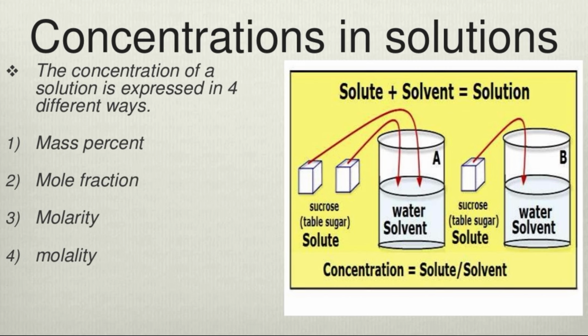Here the solute is the reactant in small amount, and it gets dissolved in a solvent. Here sucrose, table sugar, is our solute, and water is our solvent. Here concentration is equal to solute divided by solvent. See the figure and express this.